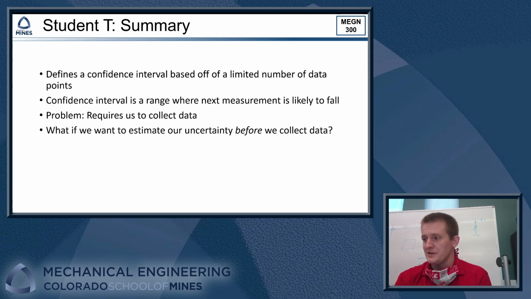How likely depends on which t-value you use to calculate your confidence interval. If you use t50, it's 50% likely to be in that range. If you use a 95, it's 95%, 99, 99% likely, and so on. All right. The downside of this technique is that we have to have data, right?